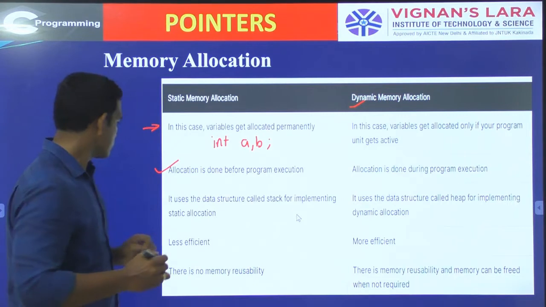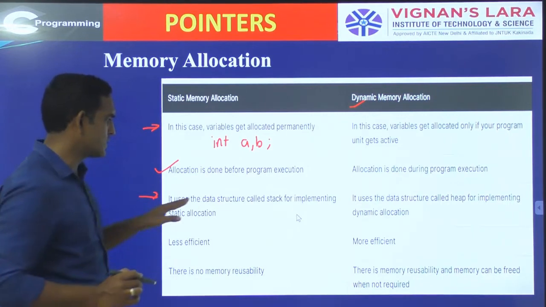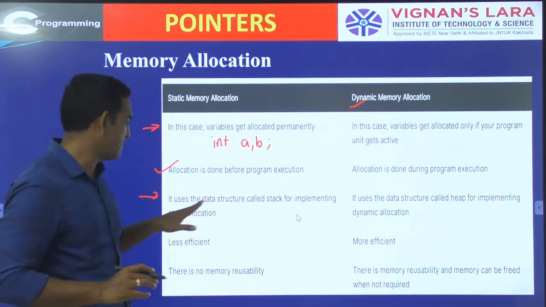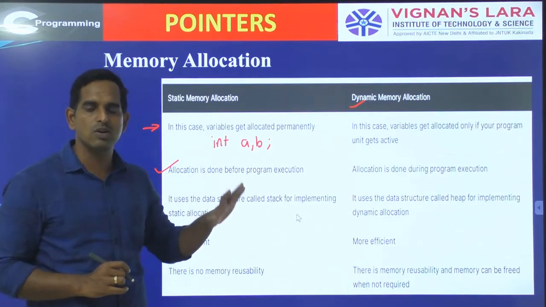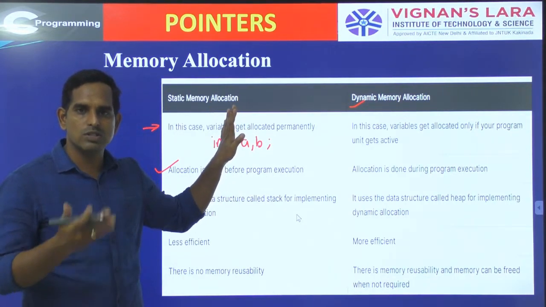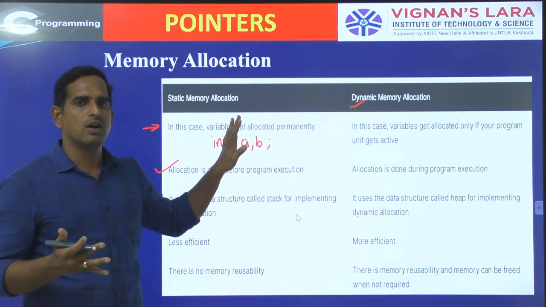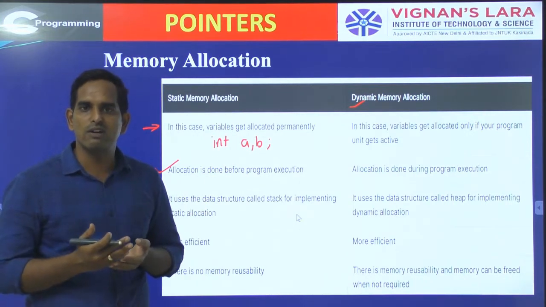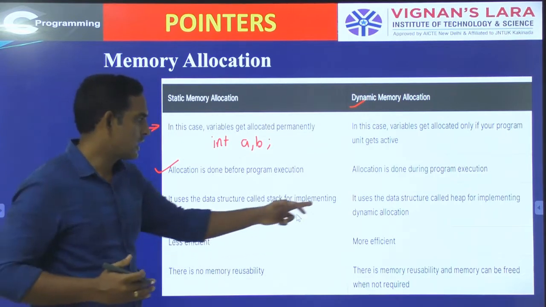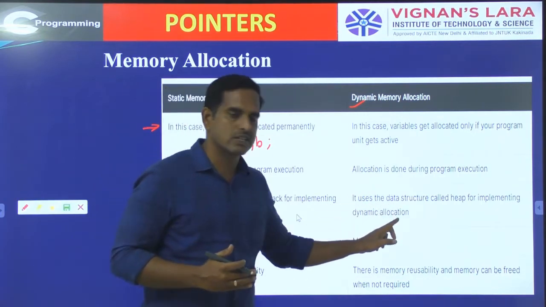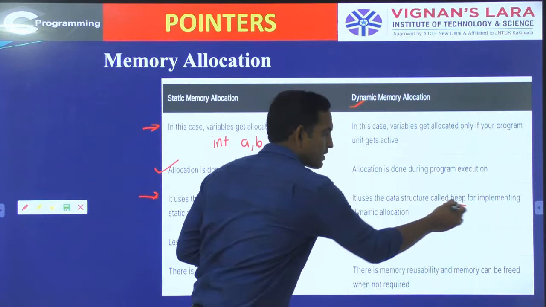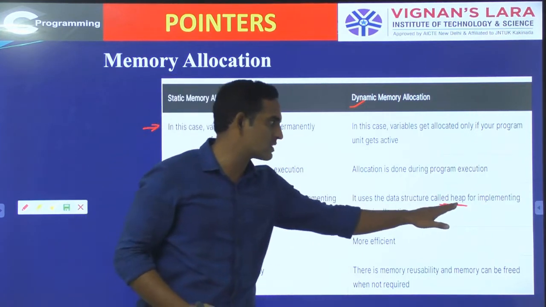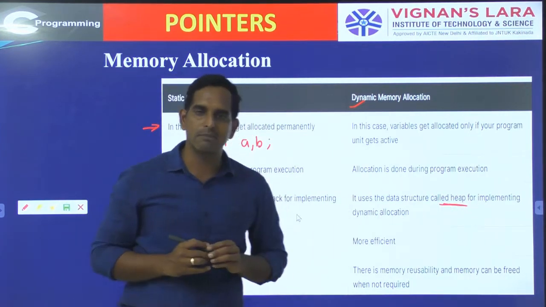The third point, it uses the data structure called stack for implementing static allocation. As I told you, your local variables, those are the static memory allocation, will be coming from the stack. The local variables' data memory will be coming from the stack, and your dynamic memory allocation will be coming from the heap. It uses the data structure called heap for implementing the dynamic allocation.